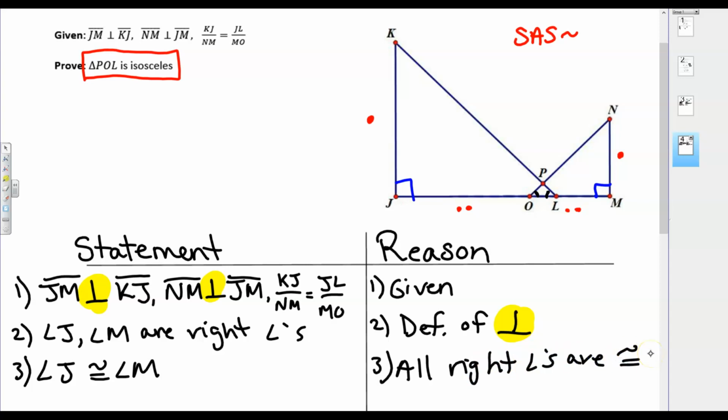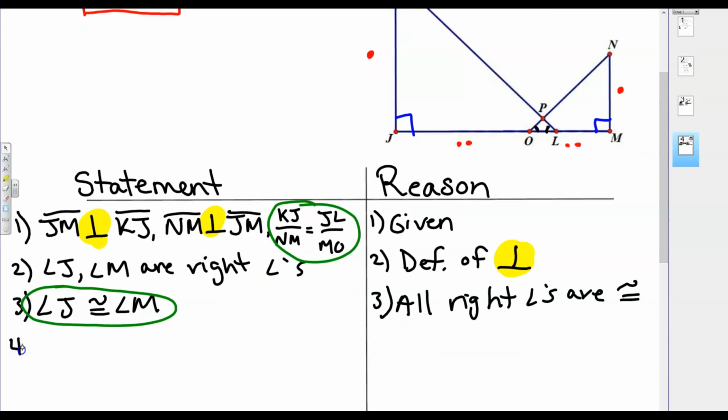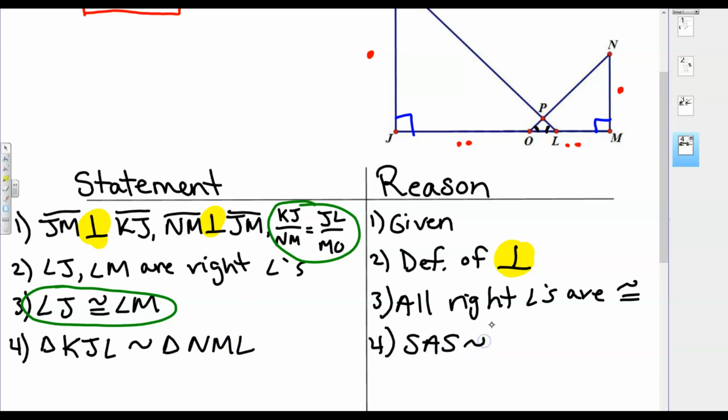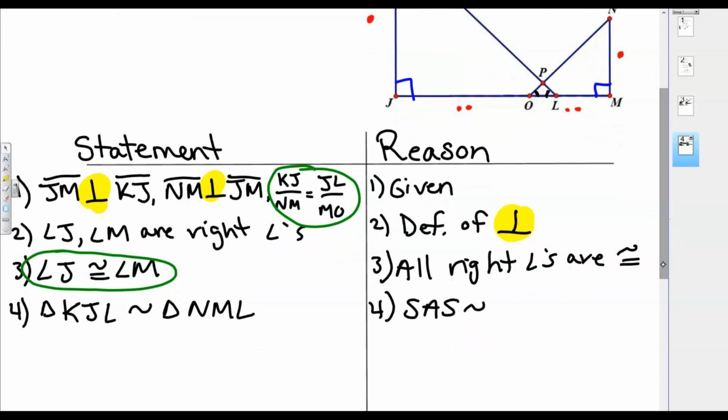And at this point, I've got congruent angles, I've got two sides in proportion, I'm ready to prove my triangles similar. So I can say in step 4 that triangle KJL is similar to triangle NML, and my reason why they're similar is the SAS tilde, side angle side similarity theorem. And now I can do the cool stuff.